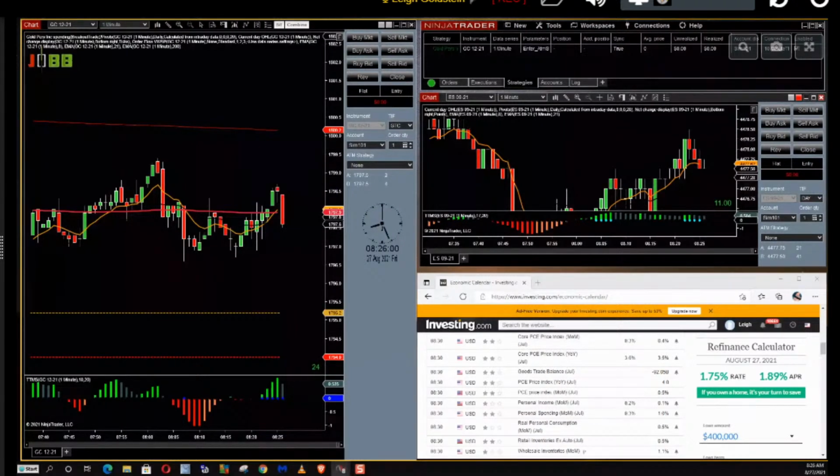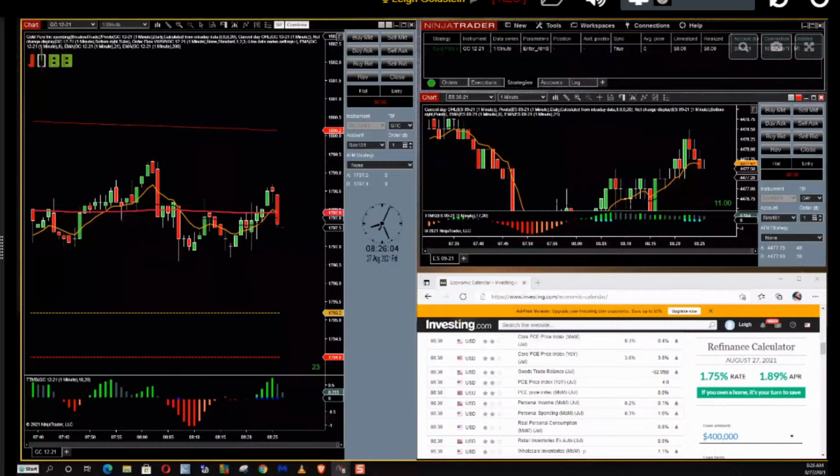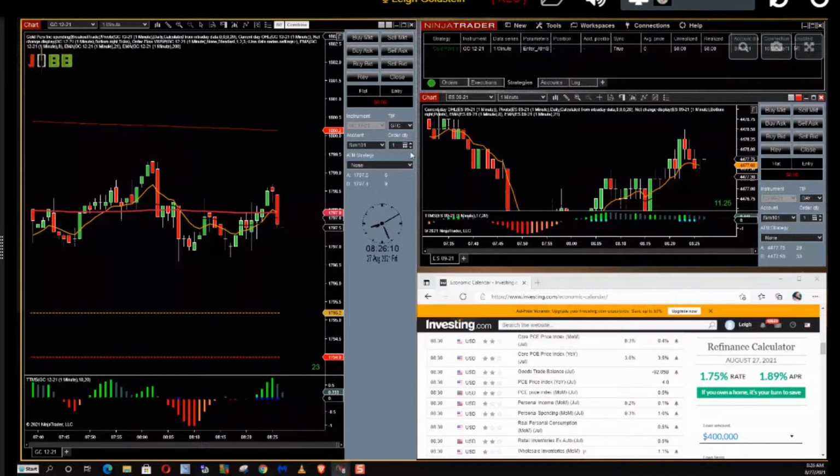That's kind of interesting. I just noticed something that I've never noticed before. Canada PPI is trading this morning. It's kind of interesting because US PPI has an effect on the US market.